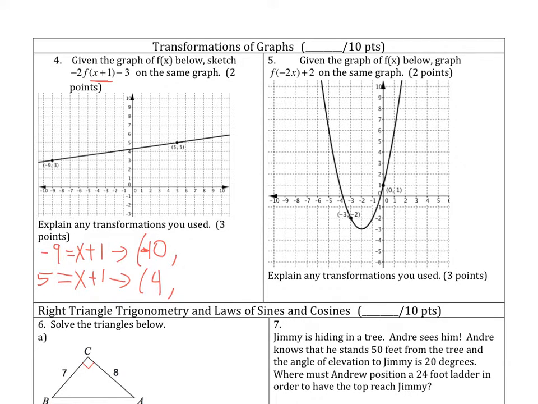Let's look at my y values. I'm going to multiply the y times -2 and then subtract 3. My first one would be 3 times -2, -6, minus 3 is -9. And my second one would be 5 times -2, minus 3, which would be -13.